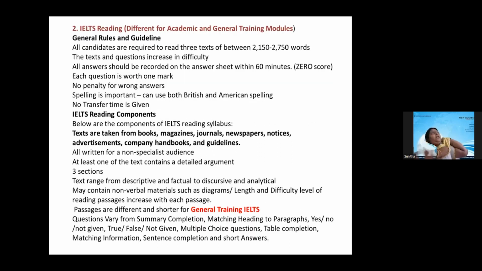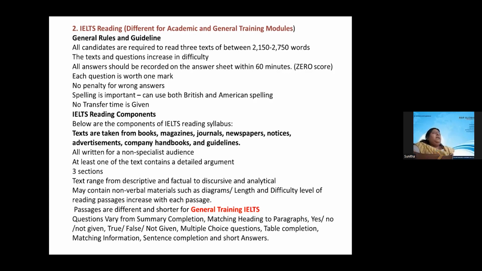And IELTS reading is different for the academic and the training modules. General rules and guidelines: all the candidates are required to read 3 texts of between 2150 to 2750 words. The texts and the questions increase in difficulty. Basically, task part 3 in academic reading will be very difficult. All the answers should be recorded on the answer sheet within 60 minutes. Each question is worth 1 mark. There is no negative marking and no penalty for wrong answers. Spelling is very important. No transfer time will be given.